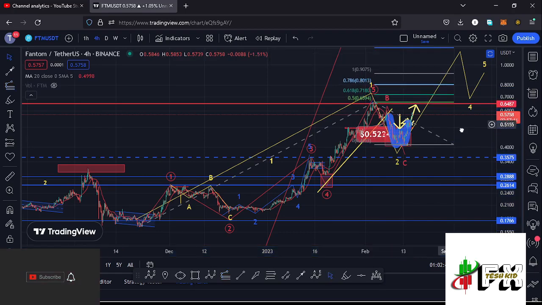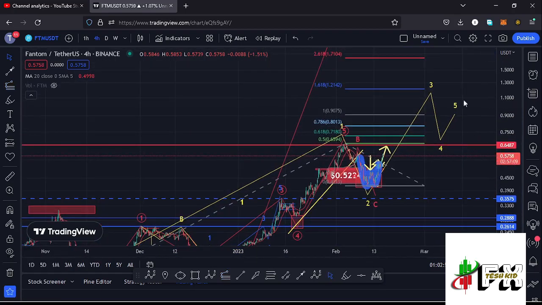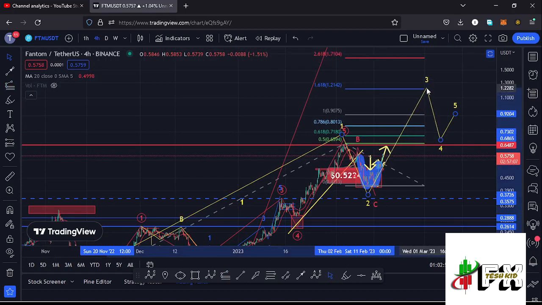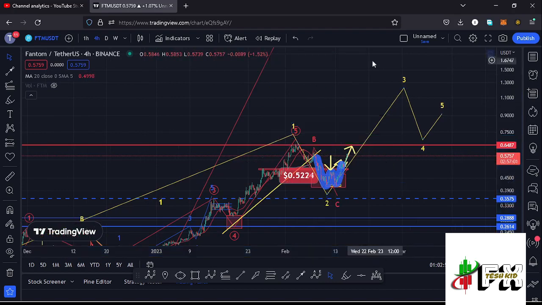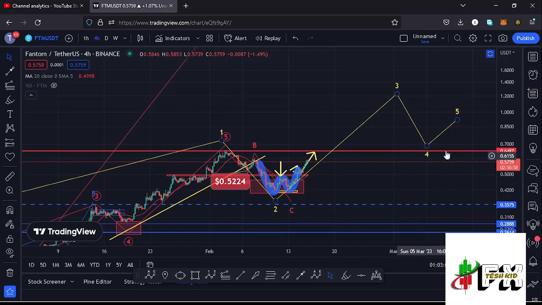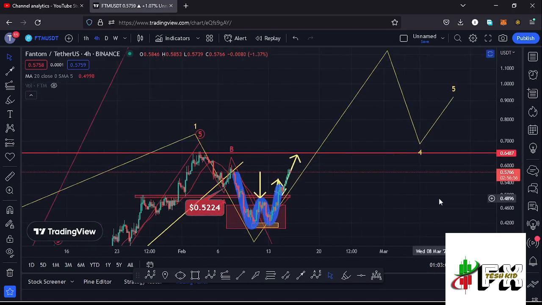That gives me a minimum target area to the upside in the formation of that wave 3 at the fib level 1.618, and that is at around the $1.2142 mark, and that is the minimum that I'm expecting Fantom to do in the formation of that wave 3. And for that to also happen, there are key moves that I'm expecting over here.